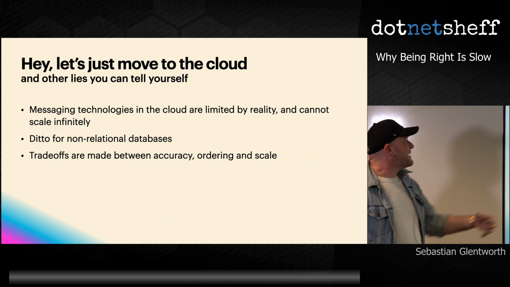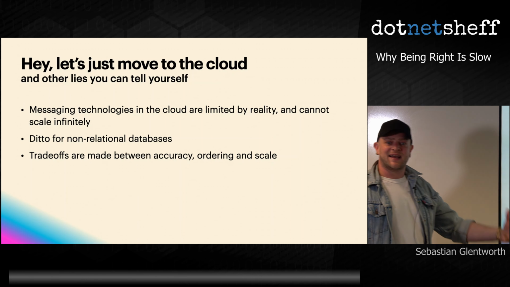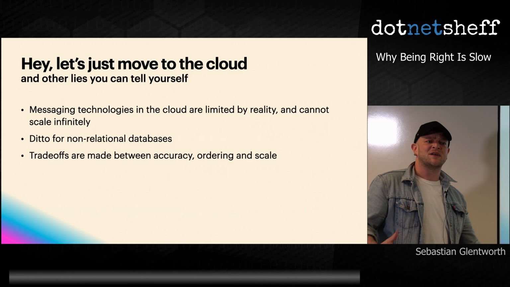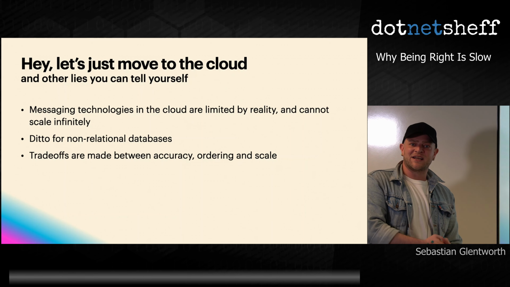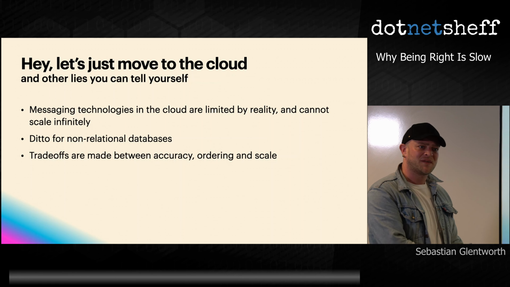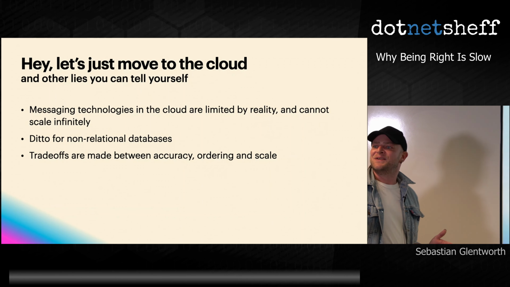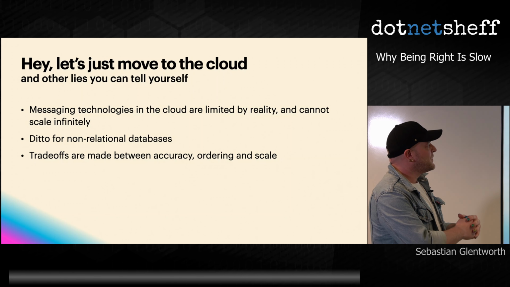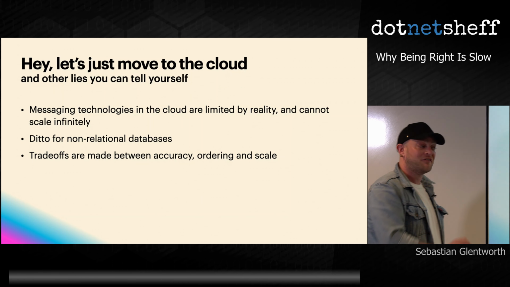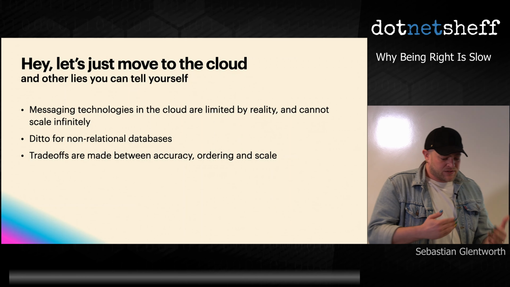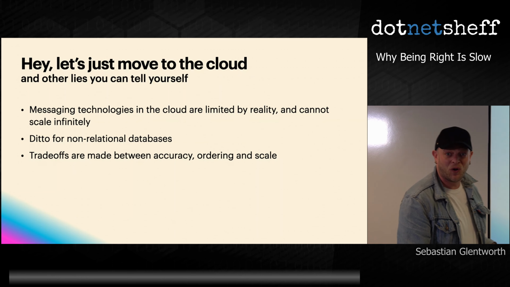If you are using messaging technologies in the cloud, they have the same principles behind them as databases do. If you want accuracy, if you want ordering, and if you want things to happen in a specific sequence of events, you cannot expect that with any amount of scale that is not a single point of bottlenecking, essentially. So trade-offs are made between accuracy, ordering, and scale always.